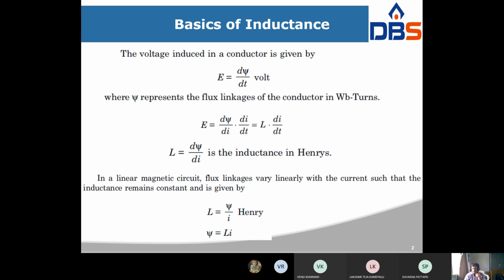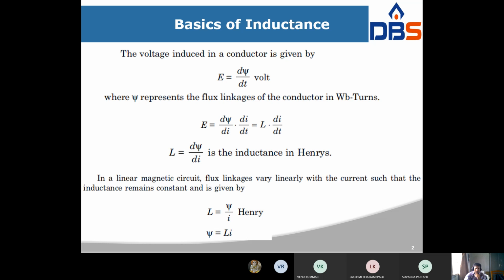Well known formula, right? So generally the inductance is defined as the ratio of flux linkages to the current. The unit is Henry, otherwise Weber turn per ampere. Flux unit is Weber. Linkages means the flux is linked with the number of turns. That's why Weber turn per ampere, otherwise Henry. Right? So these are two important stages.